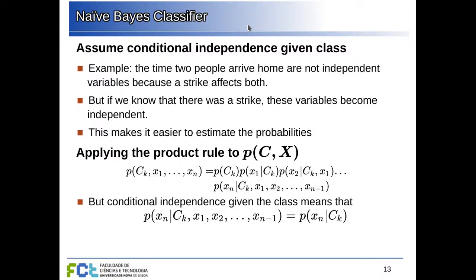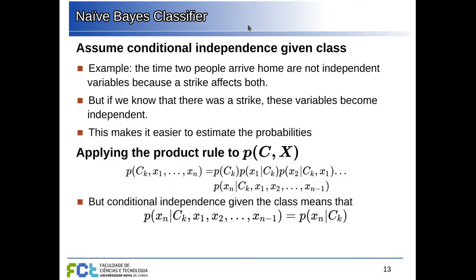But now suppose that we know what happened there. So we know that, for example, all the public transportation system was paralyzed. In that case, if we already know that, then whatever happens to affect the time they get home is now no longer interdependent. So this is the idea of conditional independence. The variables may be dependent, they may be related to each other, but given some specified event, for example, the class the point belongs to, they become independent.